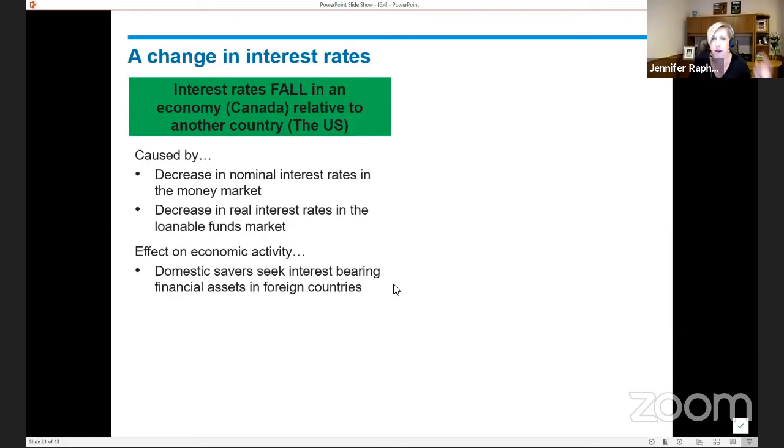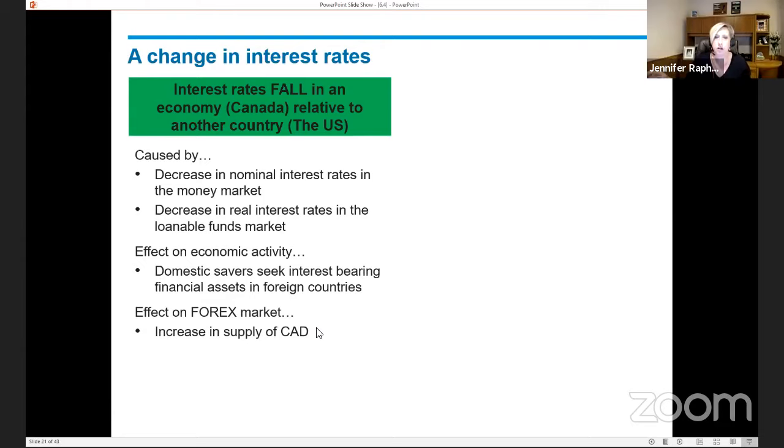Okay, now I bet you can figure out what we're going to do next. We're going to increase the supply. In this case, the domestic economy is Canada, remember. So all those Canadians who know that interest rates are relatively higher in other countries, who decide they want to save their money in other countries, whether they buy bonds or put their money in a money market account in another country, or however they choose to earn interest.